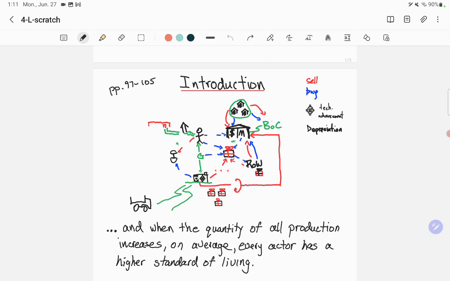So if the value of everything produced goes up in a year, in general, everyone has a higher standard of living. Really? No questions about that? Really? If the value of all goods and services in an economy increase during a year, you're better off? Guaranteed? Is it a guarantee that you are better off?